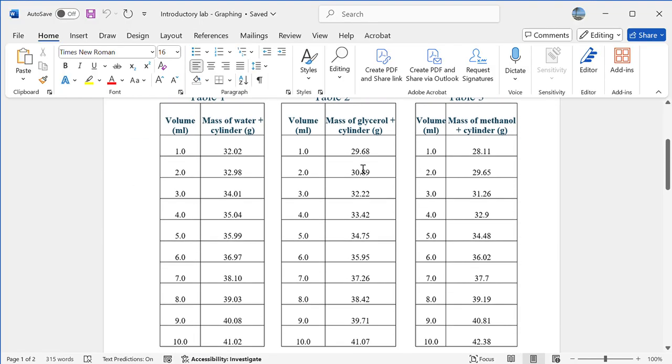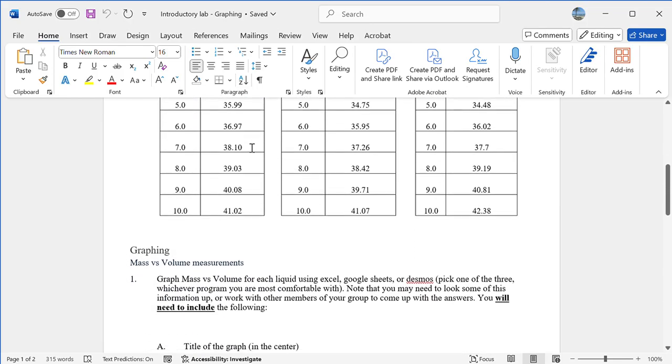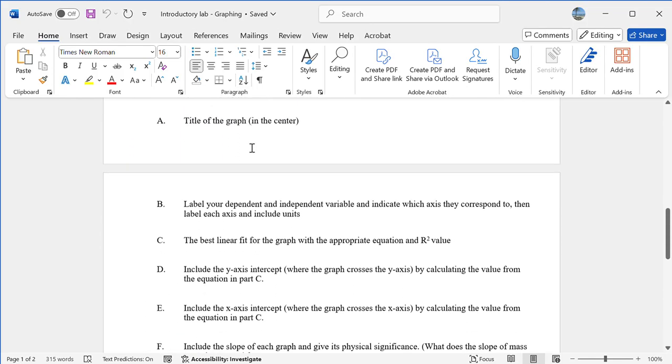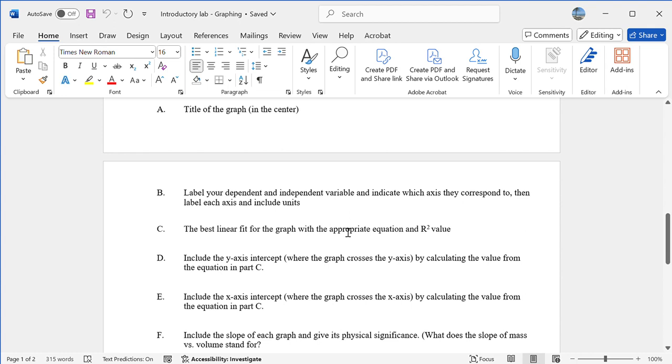So you are going to tell me which of these, the volume or the mass, is the independent and the dependent variable. So label them. Under B, you can just write them out, that's fine. And then on the graph itself, you will label the axes. So you'll say the y-axis is either mass or volume. The x-axis, you will label as mass or volume, depending on which one goes where.